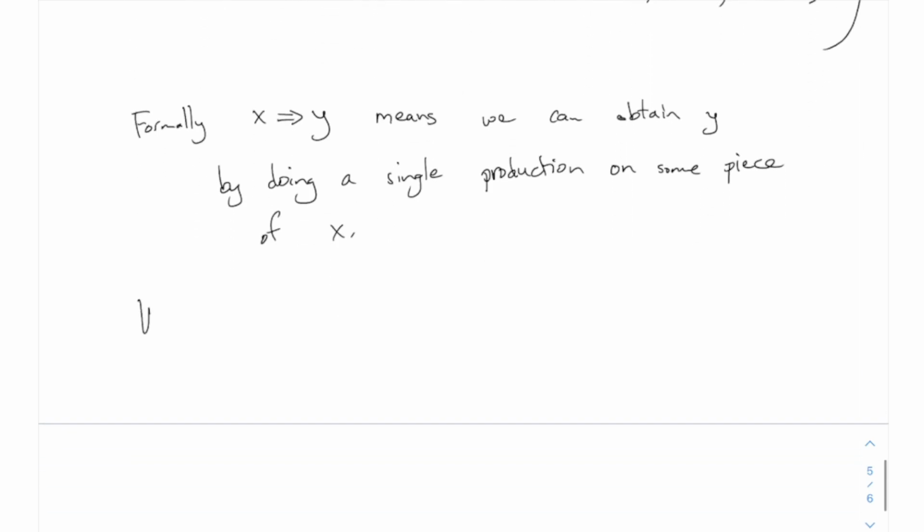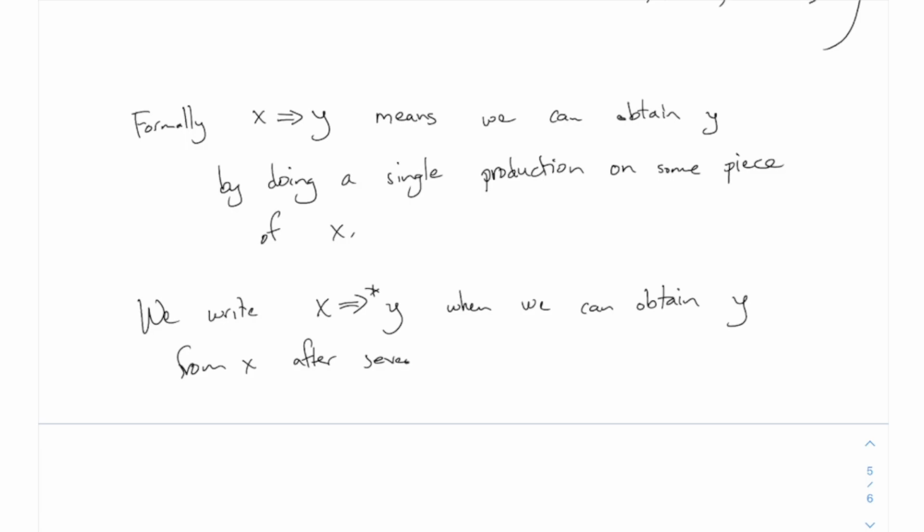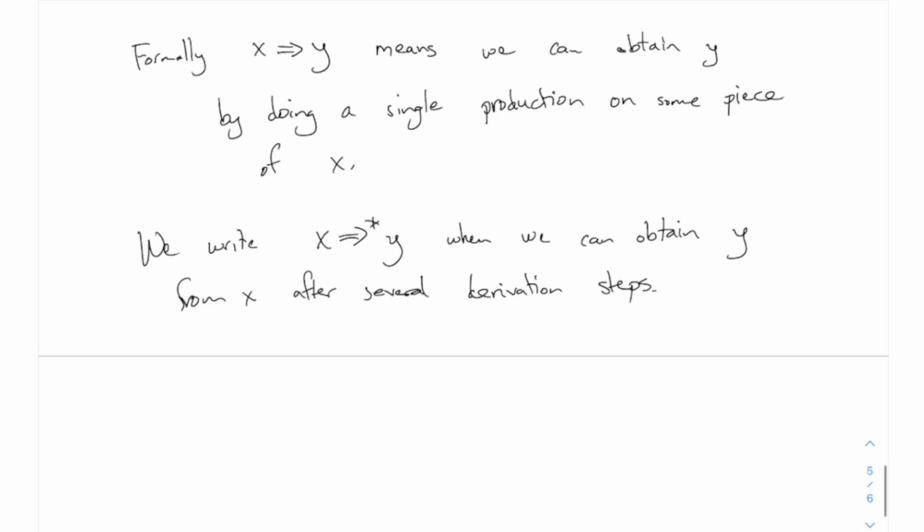There's another notation. We're going to write X arrow star Y. The star, as always in this class, indicates some kind of repetition or iteration. So we write this when we can obtain Y from X after several derivation steps. When I write the arrow without the star, it means just doing one step you can get from X to Y. When I write the arrow with the star, it means you can, perhaps doing many steps, start with X and end up with Y, right? And now this is enough notation to define formally what the language means.